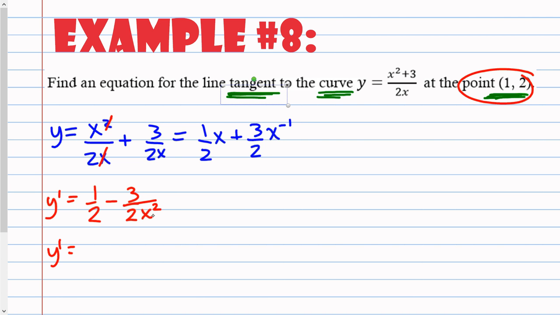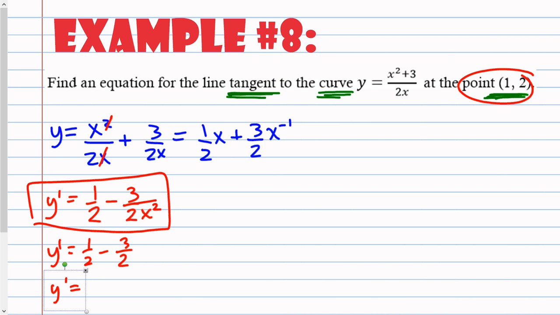So we have x to plug in, so that's a 1. So 1/2 minus 3 over 2 times 1 squared, so it's just 2. So 1/2 minus 3/2. So my slope, or the value of it, now this is the function that gets me my slope, but I actually need to know what the slope is. So my slope is just negative 2 over 2, which is negative 1. So my slope is negative 1.